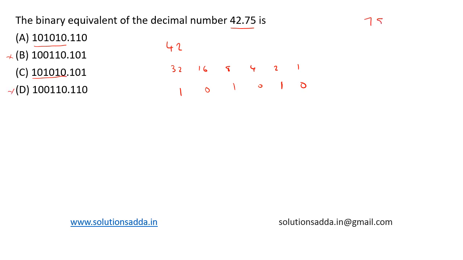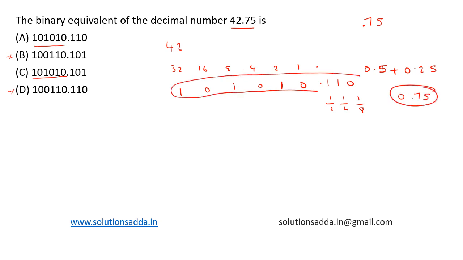Now .75, that is 0.75, not 75. 0.75 can be written as 0.5 plus 0.25. So this is essentially dot 1 1. This place is 1 by 2. This will be 1 by 4. This will be 1 by 8. So 1 by 2 plus 1 by 4 is equal to 0.75. So this will be the right answer. And based on the options, option A is the right choice.